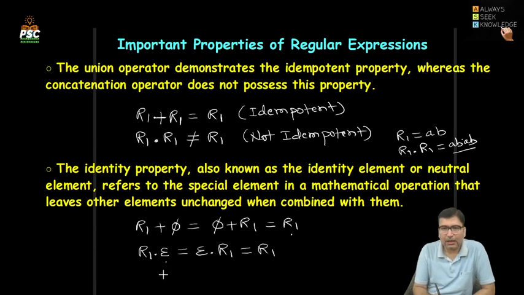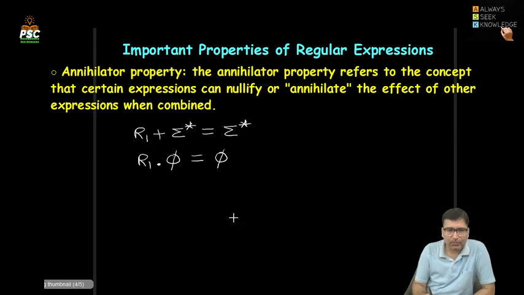Now this null or epsilon. If you concatenate epsilon with any regular expression, either from the left side or right side, you will get the same regular expression. So this is a very important property. Please do remember. Now one more, the annihilator property.